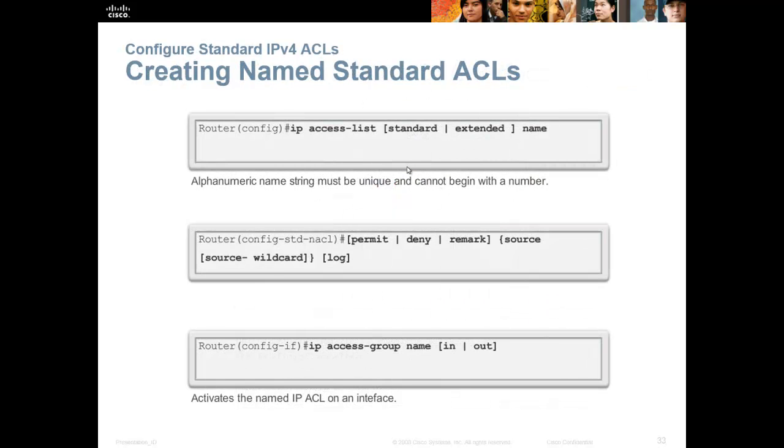All right, you can also name your ACLs. So remember, when we name our ACLs, we have to put in the word extended or standard because the ACL doesn't know otherwise, since we didn't use a number. So IP access list standard name, or IP access list extended name. And then once you put that in and hit enter, the prompt changes to standard ACL. And then you can either start putting your deny and permit statements in or put remarks in. And then when you apply it, IP access group, the name, and then direction in or out.